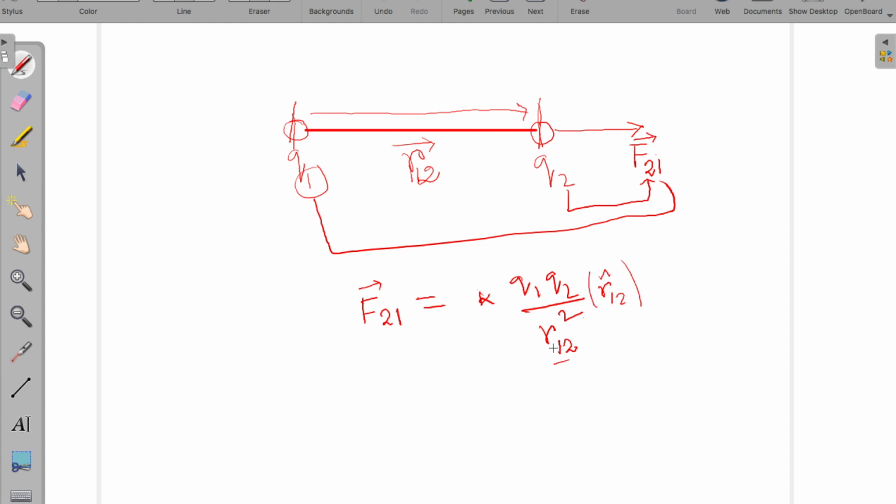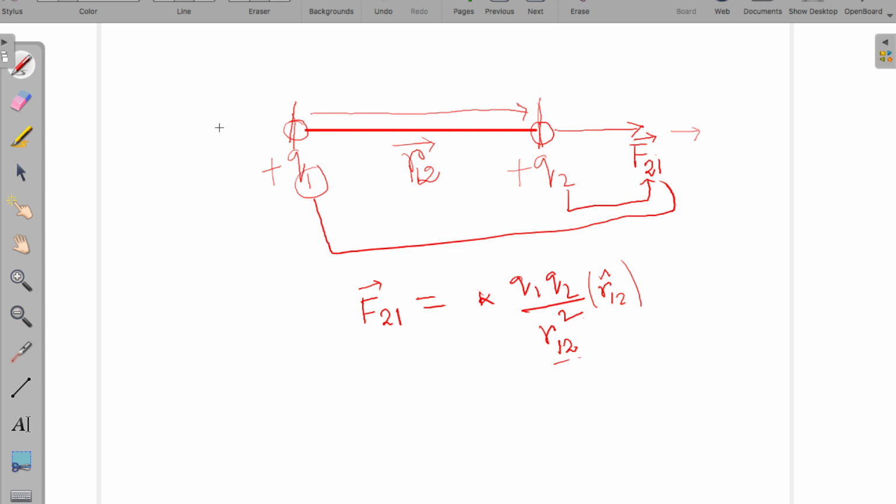So R12, this vector will be like this. We are writing the unit vector: since the distance is R12, the unit vector will be R12 cap. So this force direction will be along this direction, because we are taking both the charges as positive, so this force will be repulsive in nature.